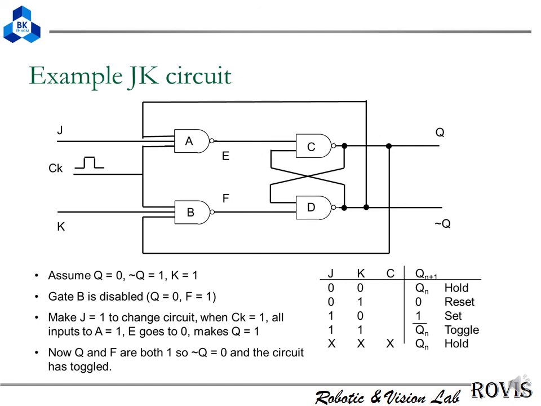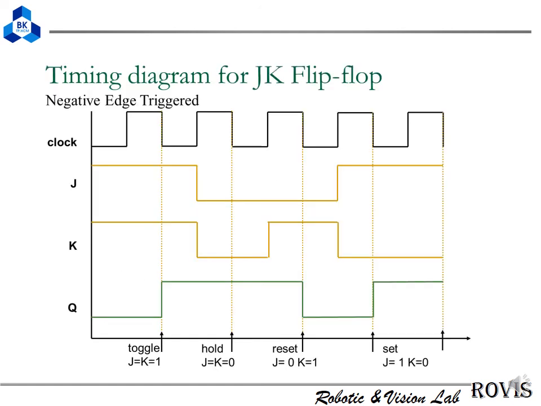And this is an example of the JK flip-flop. This is the waveform of J, the waveform of K, and this is the clock. The trigger is negative, that means the falling edge. So you can see here, based on the table, we will have the Q value here.